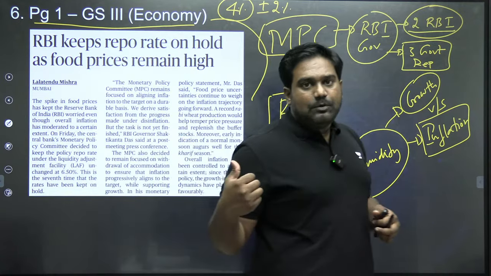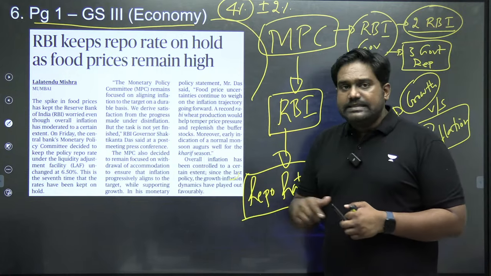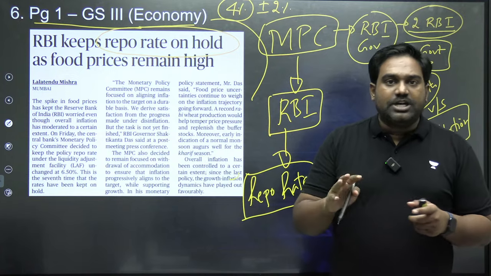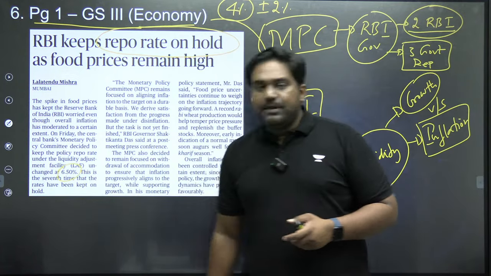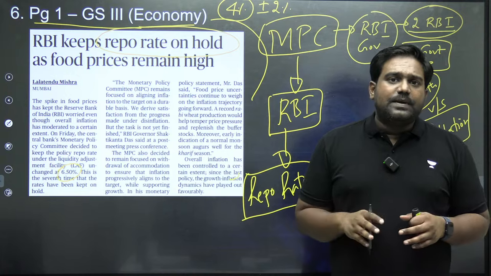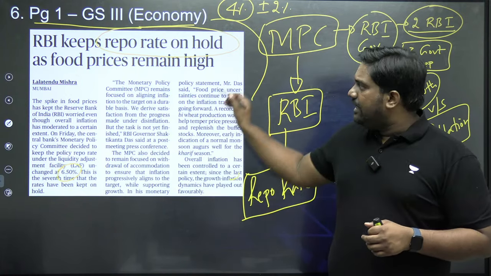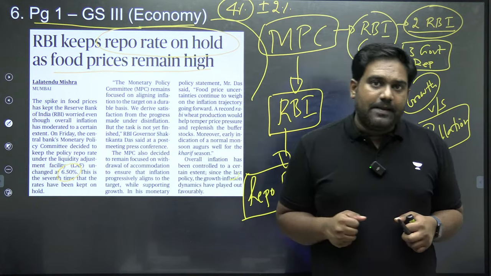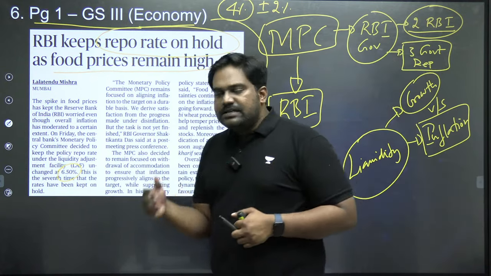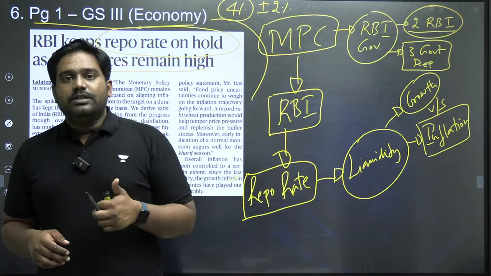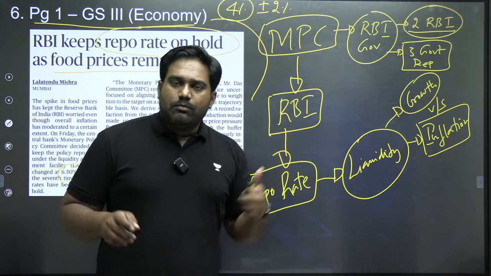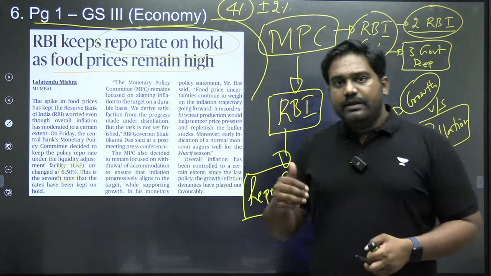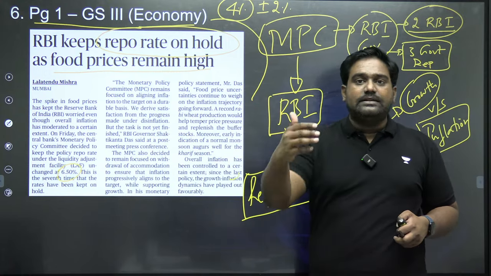So in the recent Monetary Policy Committee meeting, it has been decided that repo rate will be retained at current levels. There's no change. Currently, it's at 6.5%. The same repo rate has been retained because RBI feels that food inflation remains very high and volatile in the economy. On the other hand, the industry and the government are pushing for growth. They want rates to be reduced. But Monetary Policy Committee has not agreed with it.